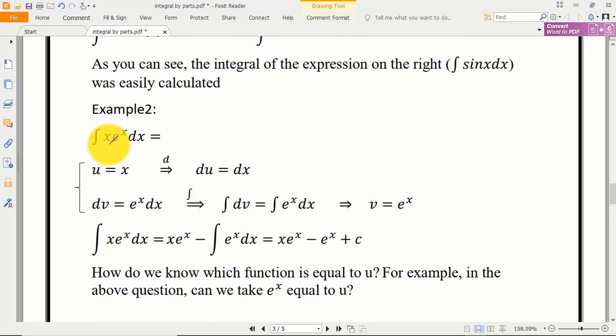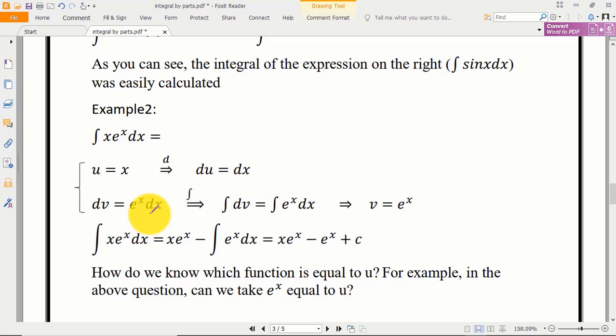Well, I have something new for you. The integral of x e to x dx. All you have to do is find u and dv and plug them into the formula. So we differentiate u to find du, and we integrate dv to evaluate v.